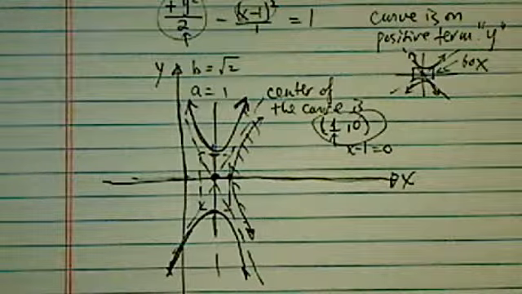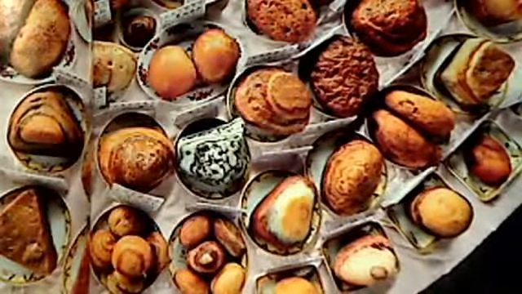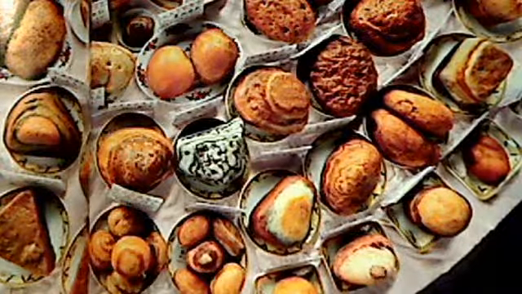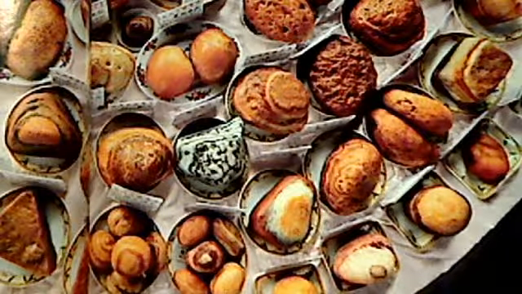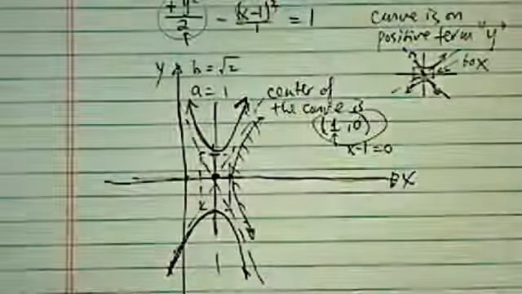Now, math break. Let's take a look. I got my National Geographic today, and I could swear those are desserts, but they say it's rare stones. Could have fooled me. Alright, back to math.